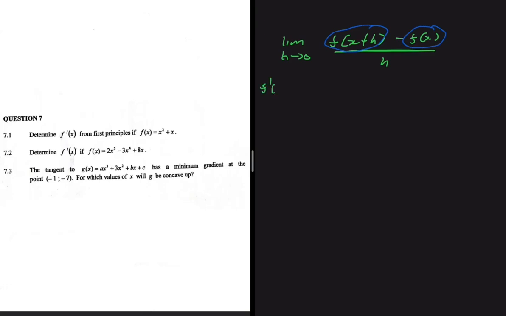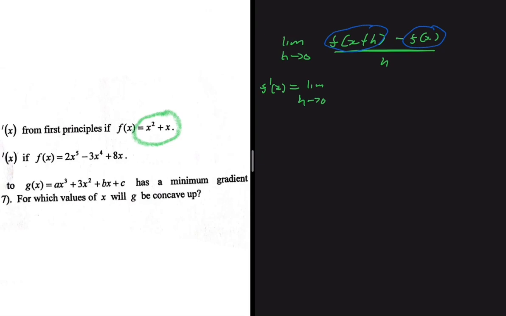There's nothing special we're doing. So f prime of x will be equal to the limit as h tends to 0 of, our function is x squared plus x, right? So we're going to have x plus h in place of x, and then here again we're going to have x plus h, and then we subtract f of x, the function itself. So we say minus x squared plus x, and then we divide everything by h.